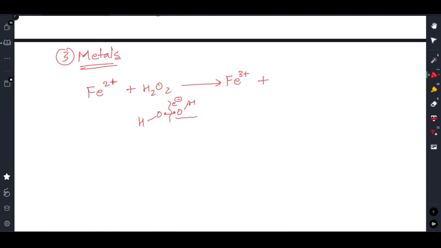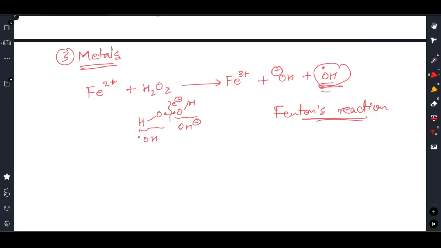So what you will get on one side is the hydroxide ion, and on the other side you will get a hydroxyl radical, right? So this is how metal can lead to generation of free radicals, right? And this classic, quite famous reaction is known as the Fenton's reaction. So this is how pathologically you can see generation of free radicals by metals.